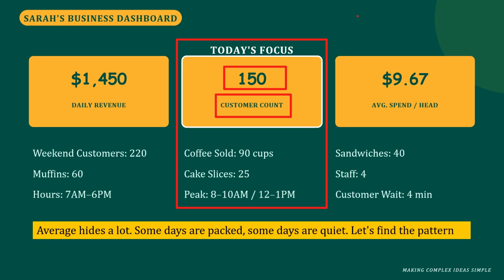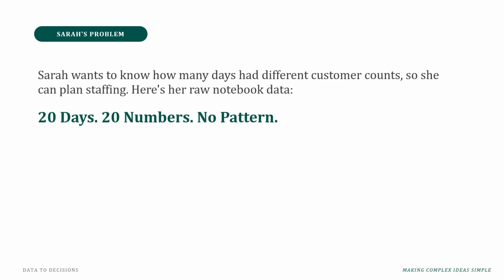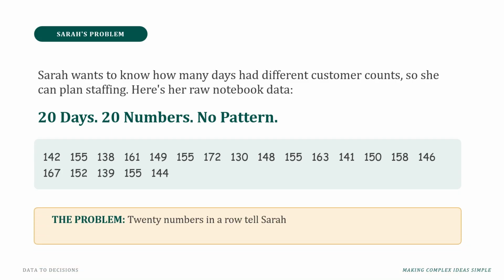Let's find the pattern. Sarah wants to know how many days had different customer counts so she can plan staffing properly. Here's her raw notebook data: 20 days, 20 numbers, scattered in no particular order. Staring at this list tells her almost nothing. She needs a way to organize it so the patterns actually jump out.